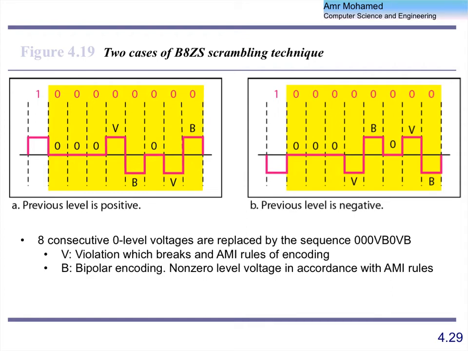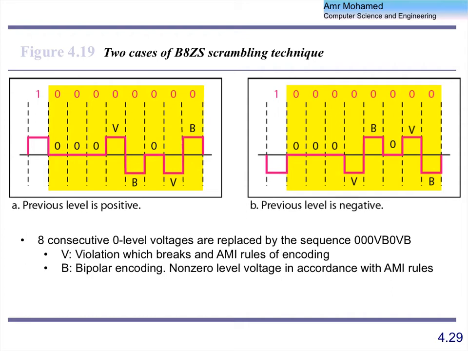Violate means that I will violate on purpose. I will violate the rules of AMI. Why? Because the rules of AMI say that if you have 0, then it's 0 voltage. And if you have 1, then you have to look at the previous non-zero voltage. If it's positive, go negative, right? So here, I violated that.